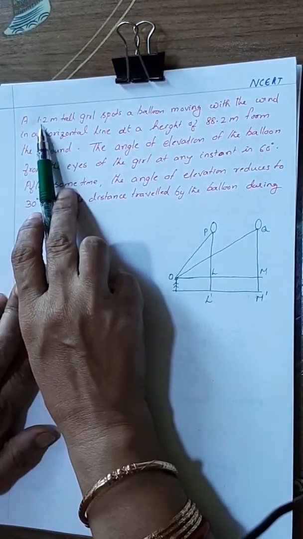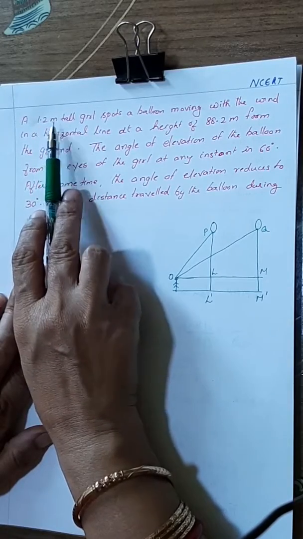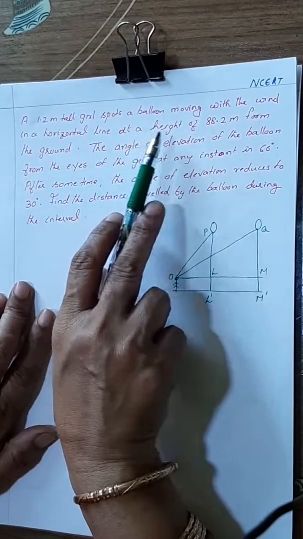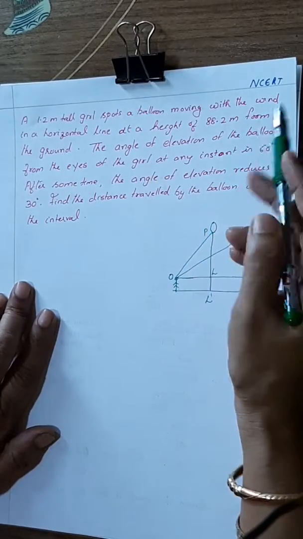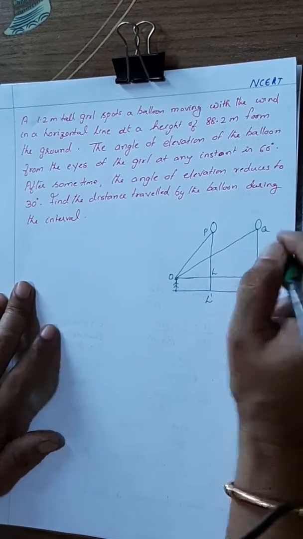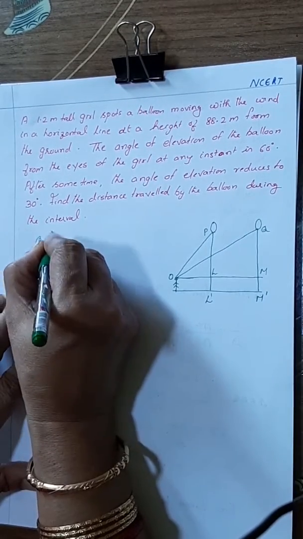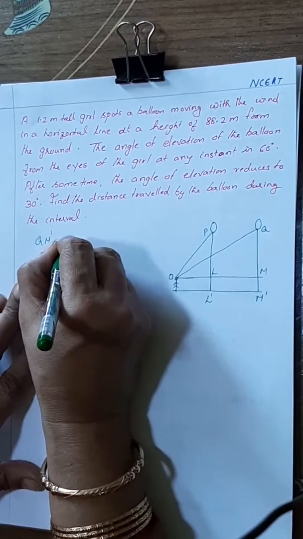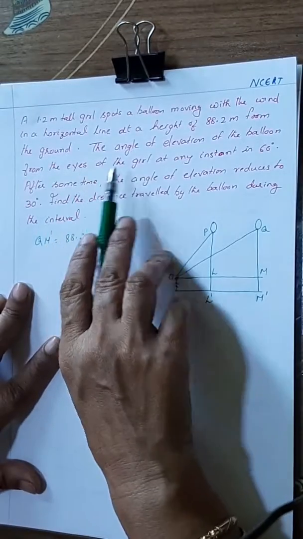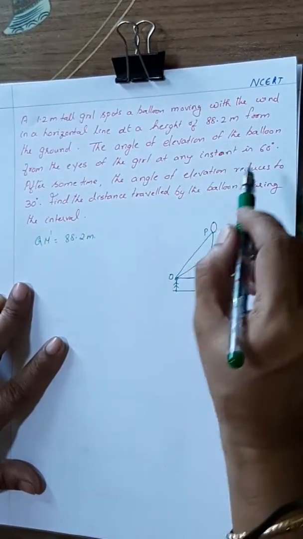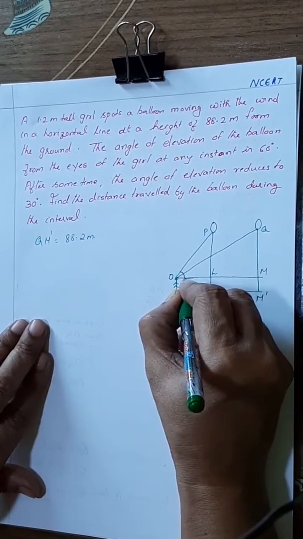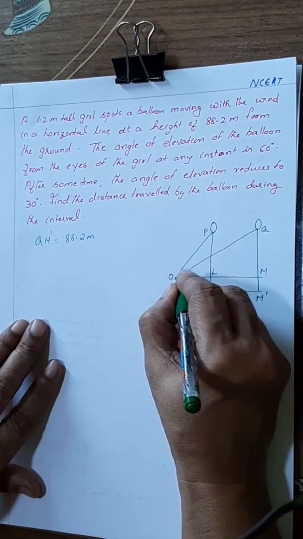A girl 1.2 meters tall spots a balloon moving with the wind in a horizontal line at a height of 88.2 meters. So the height of this QM dash, that is 88.2 meters. The angle of elevation of the balloon from the eyes of the girl at an instant is 60 degrees. So now this angle is 60 degrees.